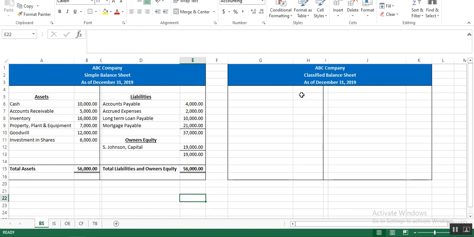The approach that I would take with this is to take it one section at a time. Because we have in the simplified balance sheet just a listing of all of our assets, all of our liabilities, all of our owner's equity, what we need to do is break down each of our categories into further detail, into further groupings. So let's start with our assets.